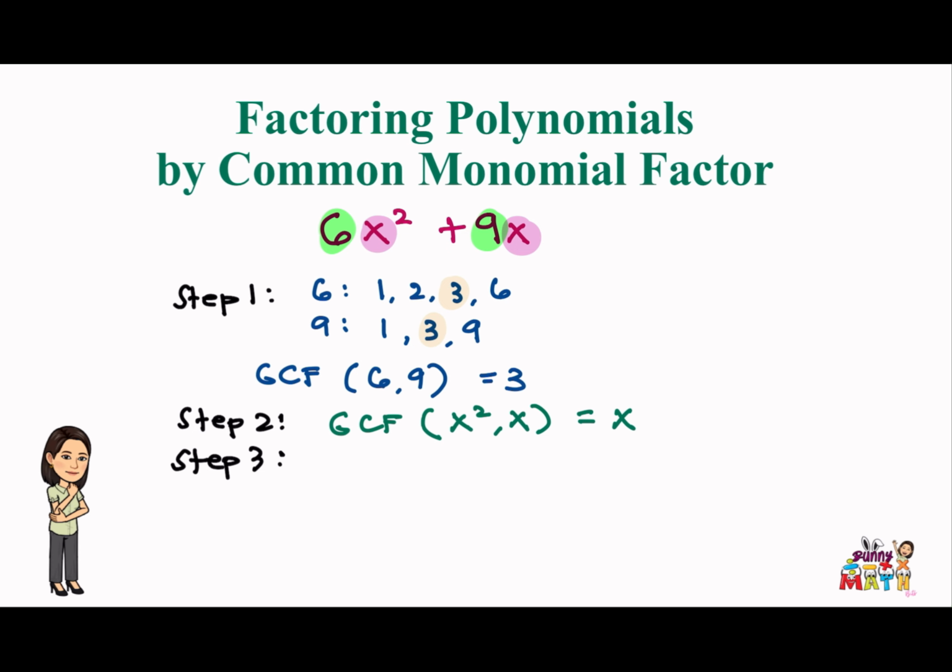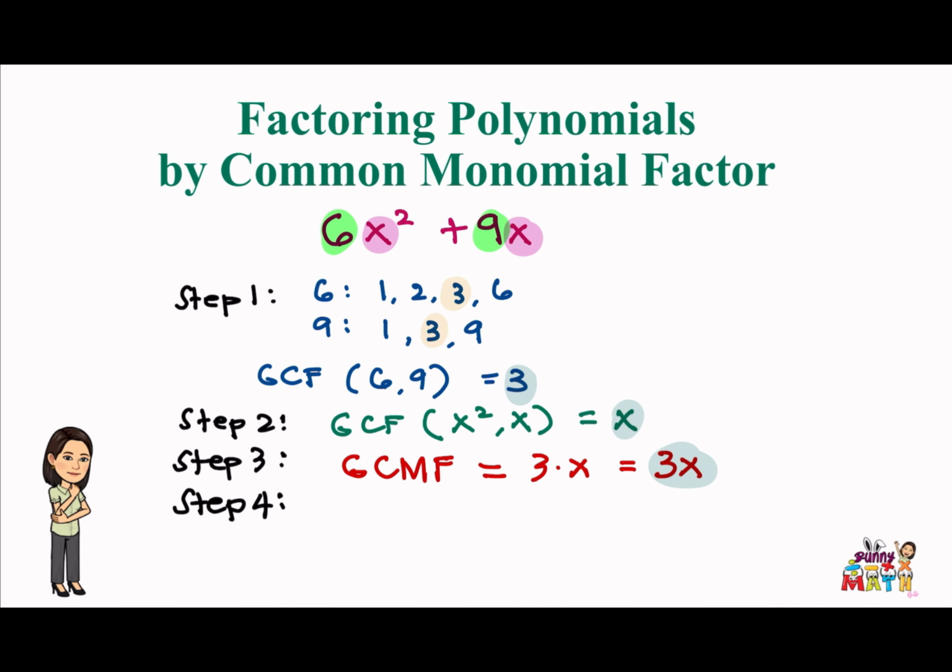Step 3. Ang product ng GCF sa Step 1 at ng common variable sa Step 2 ay magiging GCMF ng buong polynomial. Kaya naman, ang GCMF ng ating polynomial ay equal to 3 times x or equal to 3x. Para matapos ang factoring, i-divide lang natin ang buong polynomial sa GCMF nito.